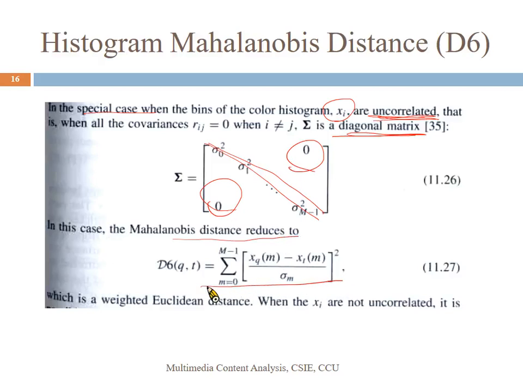And we can see that in this case, this is just a weighted Euclidean distance, right? So the Euclidean distance is simply a simplified version that assumes that all different colors are uncorrelated. So this is the main difference between the Minkowski distance and the Mahalanobis distance.